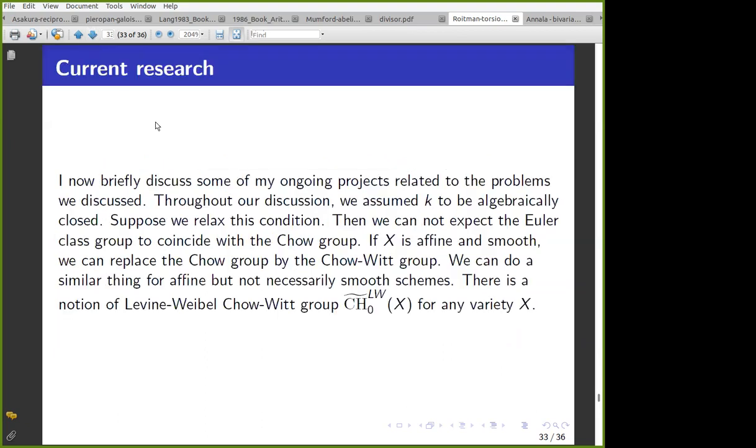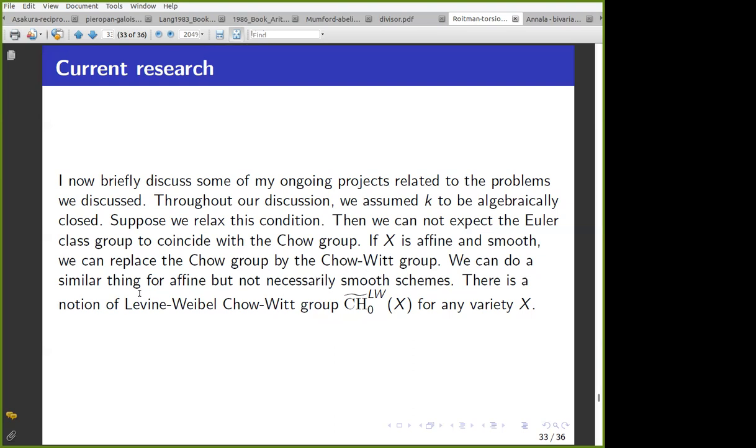Now, in the 3 minutes I have, let me just give you some current research. I now briefly discuss some of my ongoing projects related to the problems we discussed. Throughout our discussion, remember that we assumed K is algebraically closed, but now we relax this condition. Then we cannot expect the Euler class group to coincide with the Chow group. If X is affine and smooth, we can replace the Chow group by the Chow-Witt group.